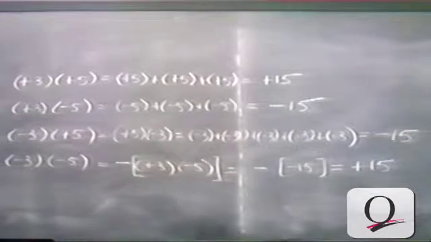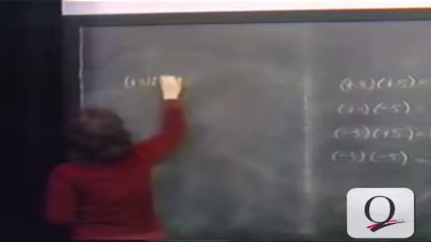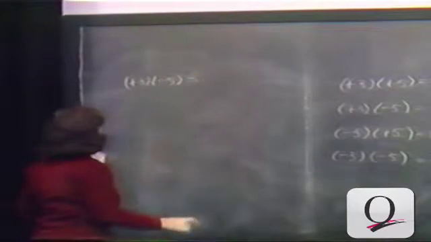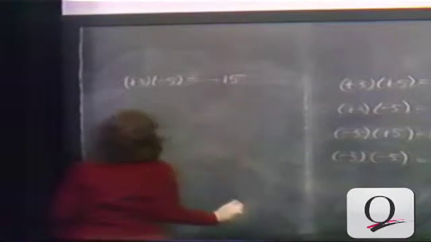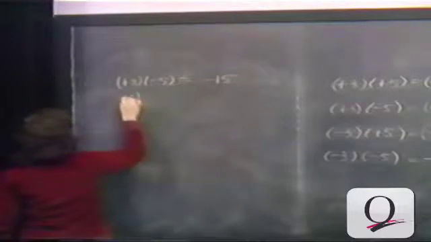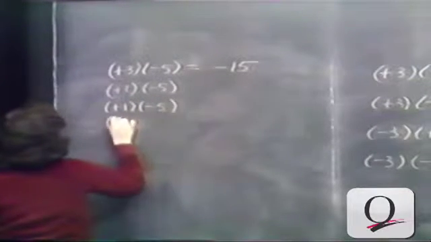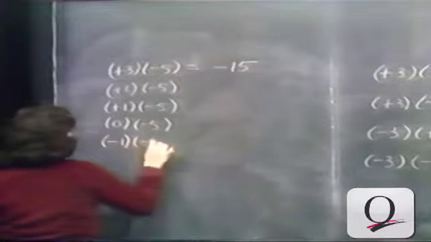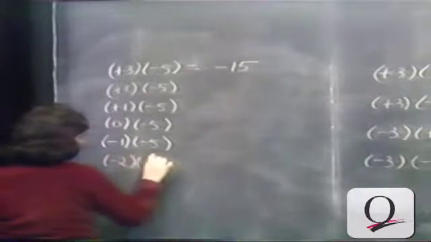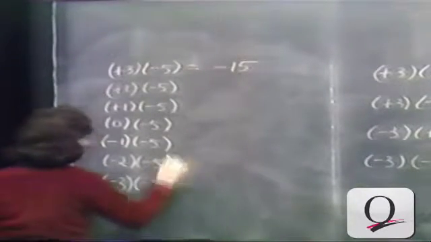We want to work out minus 3 times minus 5. Let's see if we can get some kind of pattern going. We know that plus 3 times minus 5, that means 3 minus 5s, we already know that is minus 15. Let's also write down plus 2 times minus 5, plus 1 times minus 5, 0 times minus 5, minus 1 times minus 5, minus 2 times minus 5, and then minus 3 times minus 5, which is the one we're looking for.